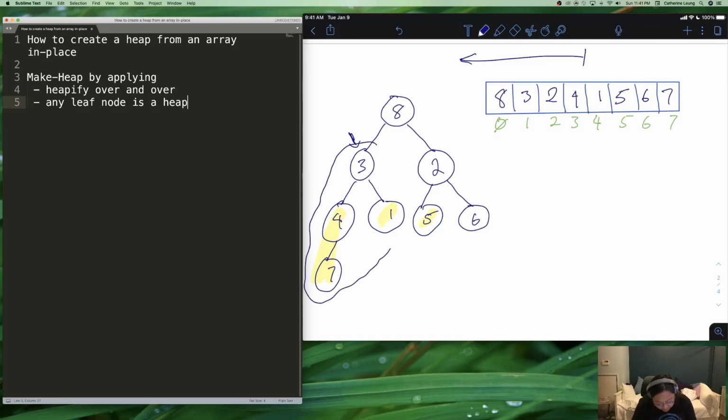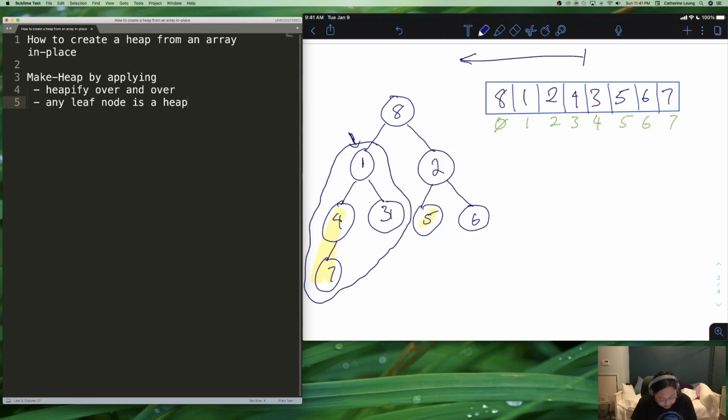So is this thing a heap or not? And the answer is, well, I compare the 3 against the 4. And 3 is smaller than 4, so we're okay. Now we have to compare the 3 against the 1. Is the 3 smaller than a 1? Nope. So what do we do? We do a swap. So the 3 and the 1 swap places. And so now I end up with 1 and 3, like so.